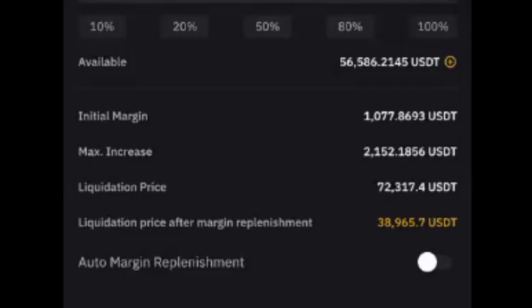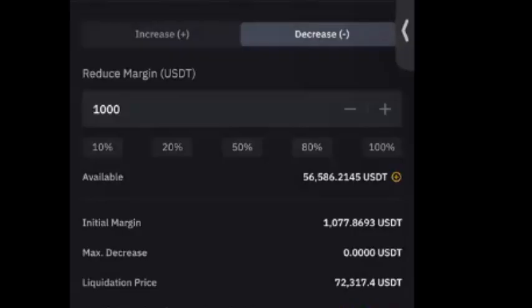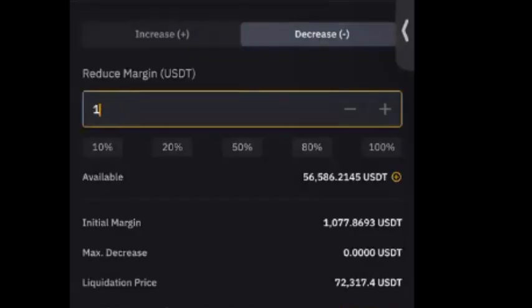But this will basically manage your trade for you. So you can add to your margin and drop that liquidation price. That liquidation price is not something that is static. It's something that you can drop. And you should always be looking for how to manage your investment. Now, if I switch to decrease, it basically means I can reduce from the margin. Let me see if I'm able to collect $200 from the margin.